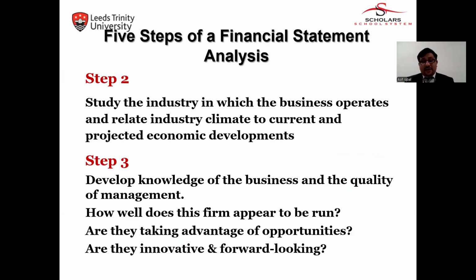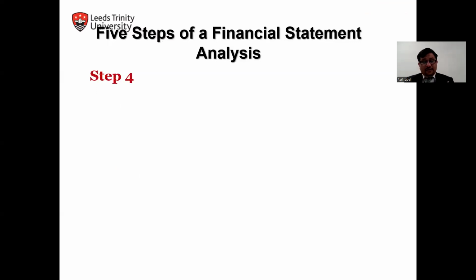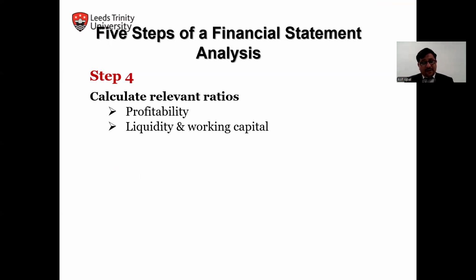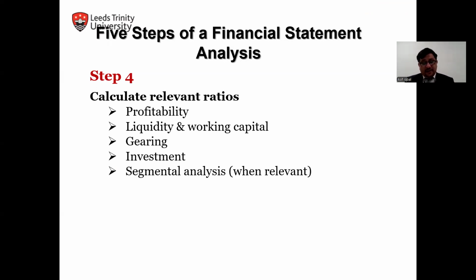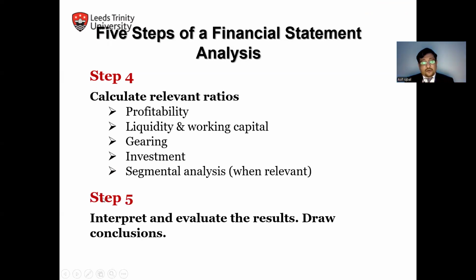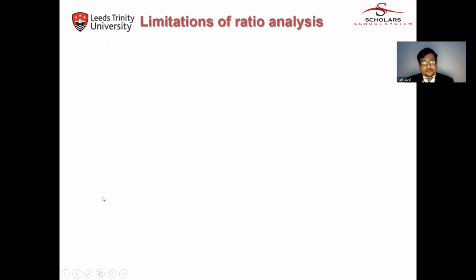Step 2 is to study the industry in which the business operates and relate the industry climate to current and projected economic developments. Then we develop knowledge of the business and the quality of the management. Then we do the ratio analysis, which includes profitability, liquidity, working capital, gearing, investment, and segmental analysis if required. After that, we interpret these ratios, evaluate the results, and draw the conclusion.